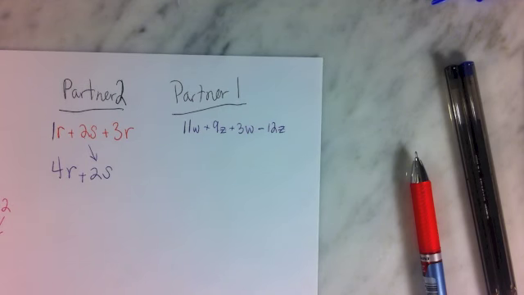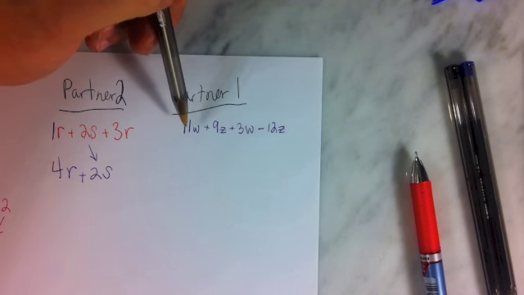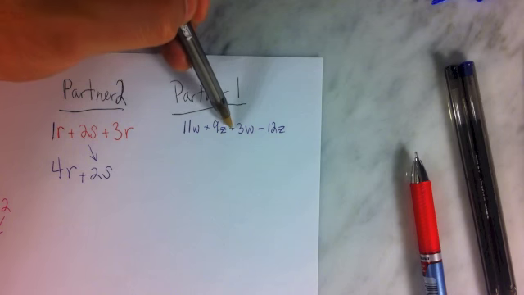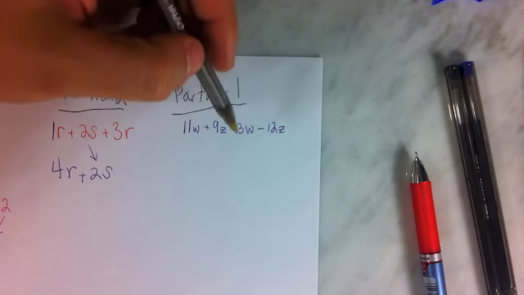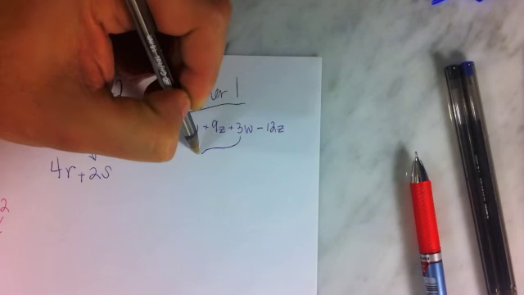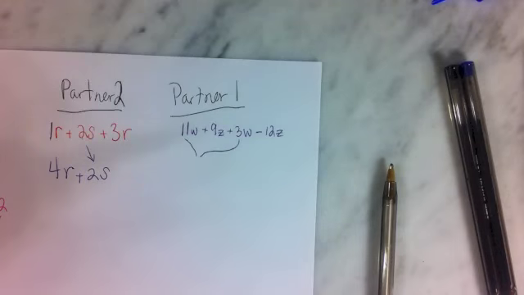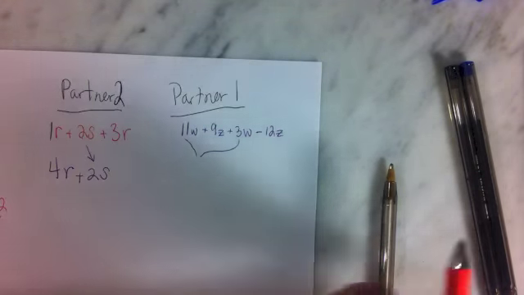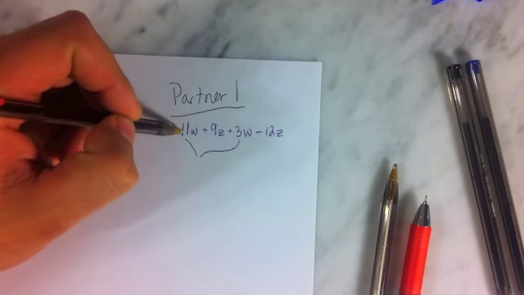Now on to partner 1. Partner 1 is a little more challenging, but it came second, so you guys had more practice already. Partner 1, you need to look. We have 2 different kinds of variables here. We have 11w plus 9z plus 3w minus 12z. Okay, so let's do our w's first. If it helps you, you can draw a line to connect your w's. That way you can see it. Change colors here so it stands out a little better. Okay, 11w plus 3w.